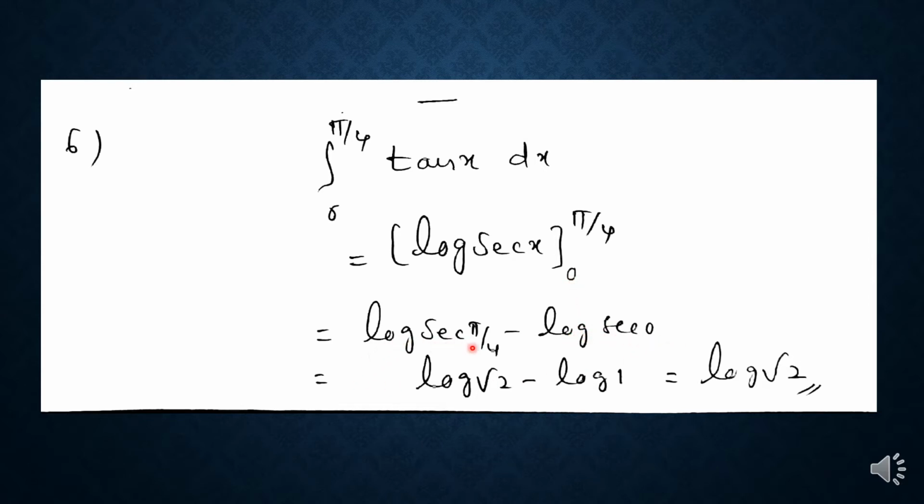Now log secant 45 degrees. Secant 45 degrees is root 2. So log root 2 minus secant 0. Secant 0 degrees is 1. So minus log 1. The value of log 1 is equal to 0 here. So that is equal to log root 2 is the solution.